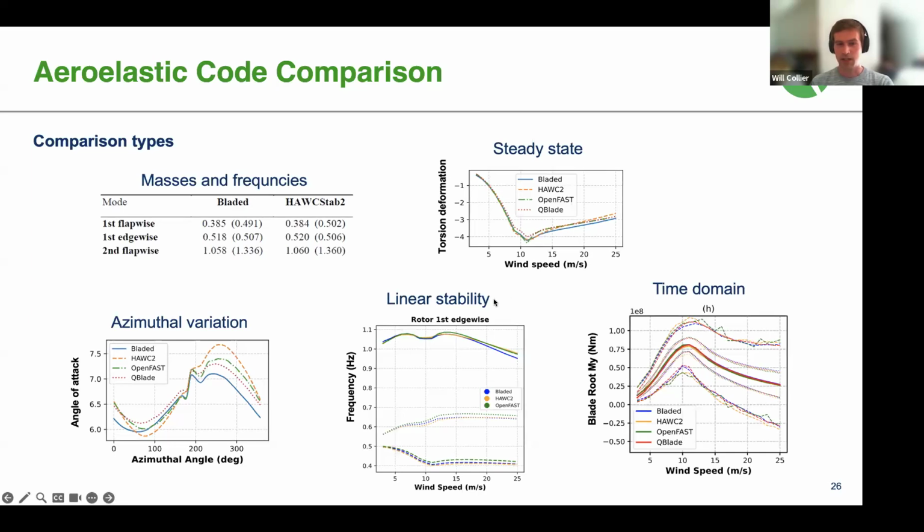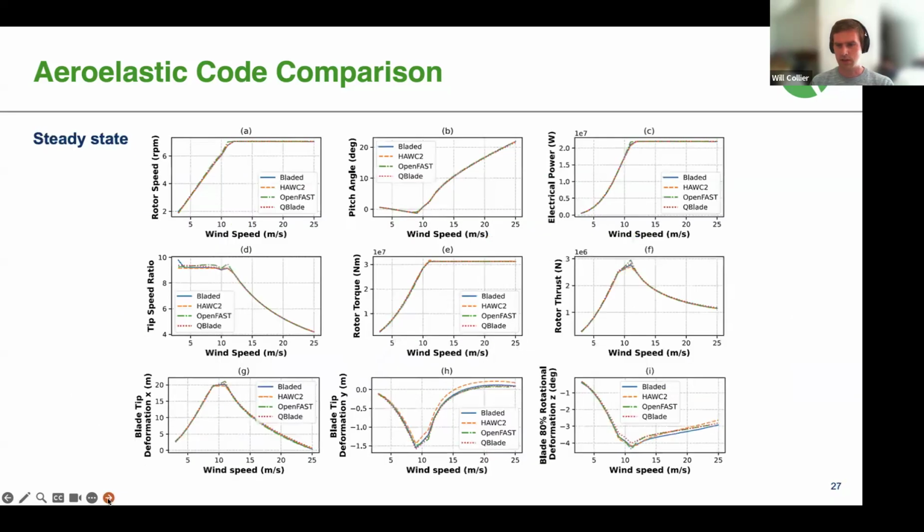So looking at the turbine coupled modes, we build a linearized model and then calculate the turbine modes, the frequency and the damping. And the last one, we've also run the models in all the codes in time domain and then compared in that case as well. I'm just going to look at two different cases just to give a flavor of the differences.